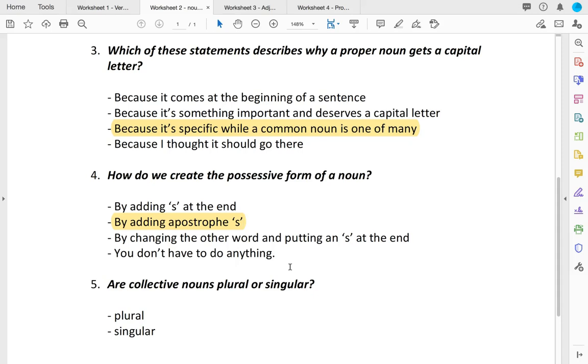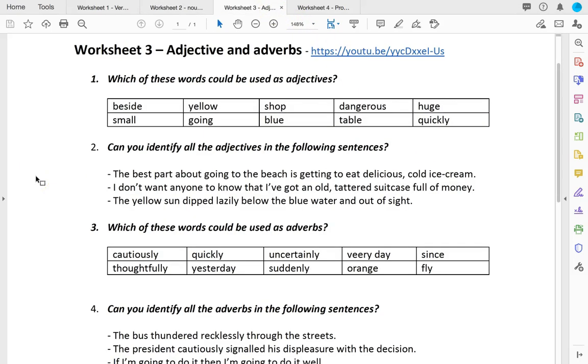Okay, let's look at worksheet number 3. Adjectives and adverbs. Which of these words could be used as adjectives? Beside, yellow, shop, dangerous, huge, small, going, blue, table, quickly. Okay, so what we need to remember here is that an adjective describes a noun. It gives us more information about a noun. We know that a noun is a person, place, or thing, and so we need words here that could refer to a person, place, or thing.